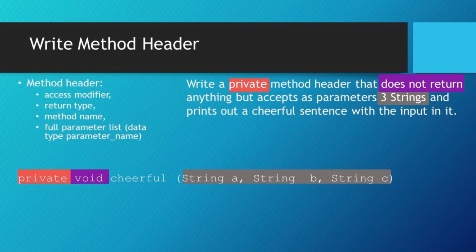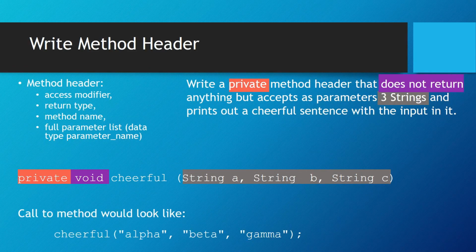Now, when we actually call this method, because it is private, we know it must be in the same class. So we have cheerful, 1 string alpha, 1 string beta, and 1 string gamma. Alpha would map to parameter A, beta would map to parameter B, and gamma would map to parameter C.